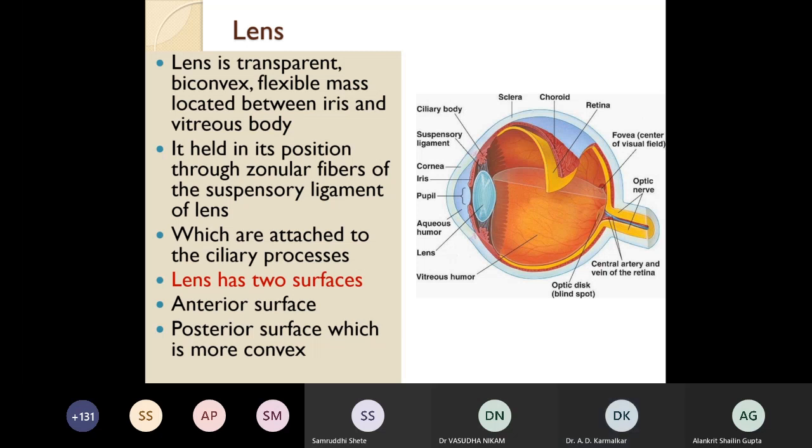And this lens is kept in position by the suspensory ligament of the lens. In turn, this suspensory ligament is attached to the ciliary body. So if you see, there is the choroid, ciliary body and iris. This ciliary body gives attachment to the suspensory ligament, which in turn keeps the lens capsule in position. The lens has two surfaces, anterior and posterior. In this diagram, the posterior surface is more convex than the anterior surface.